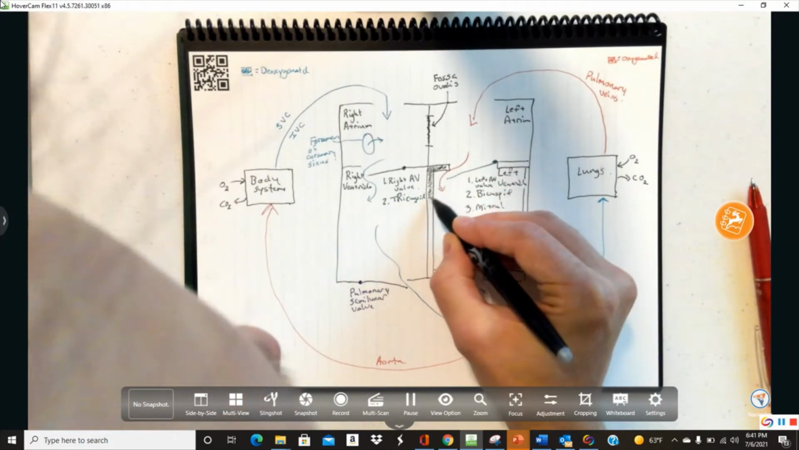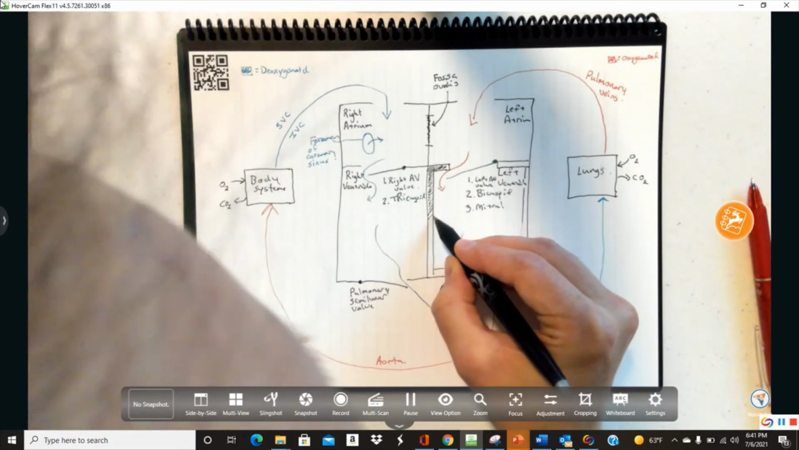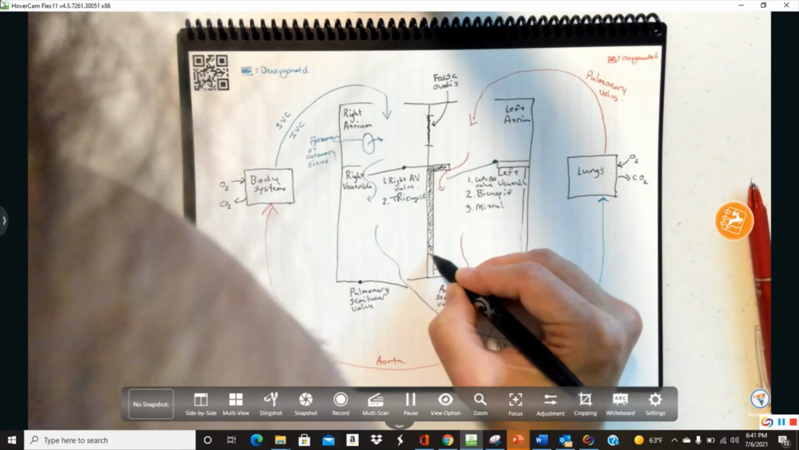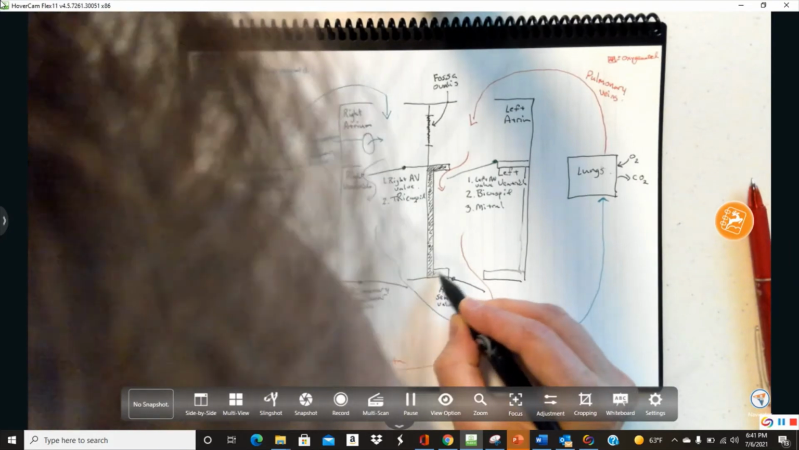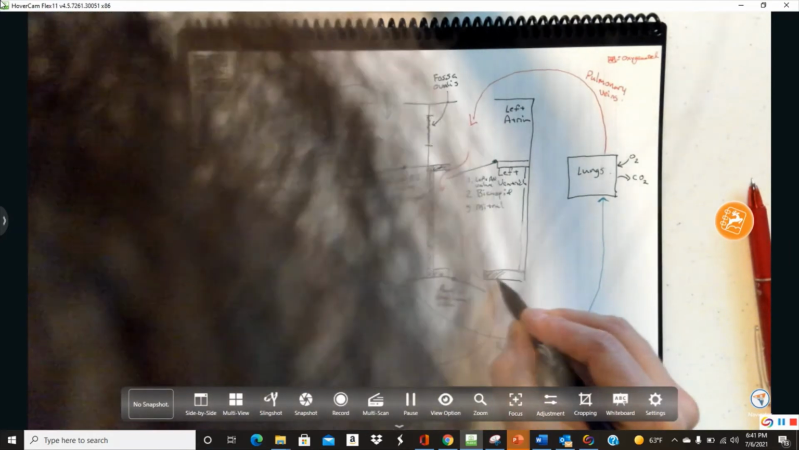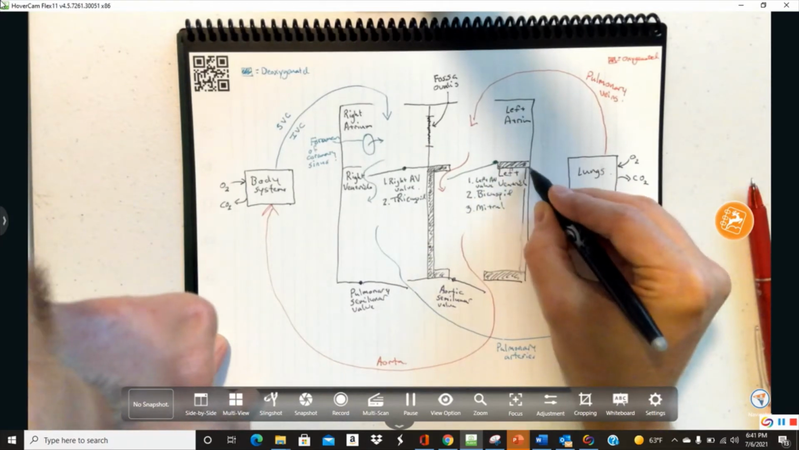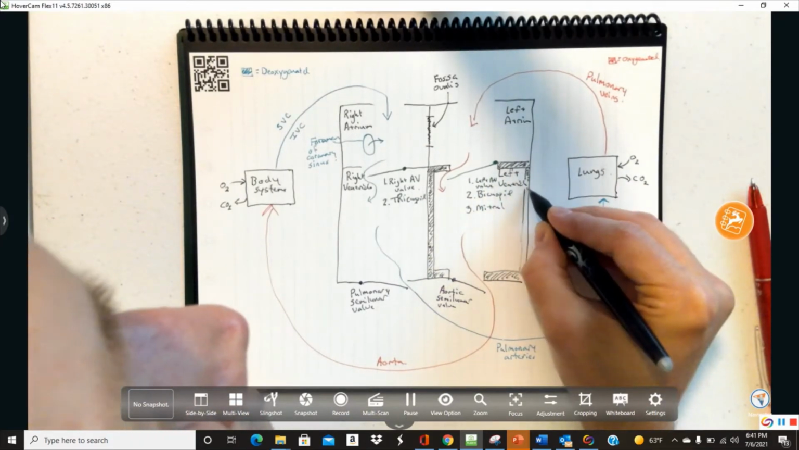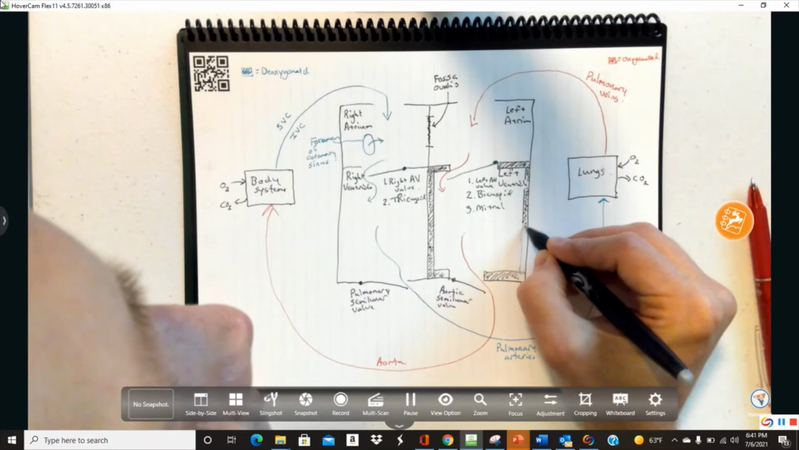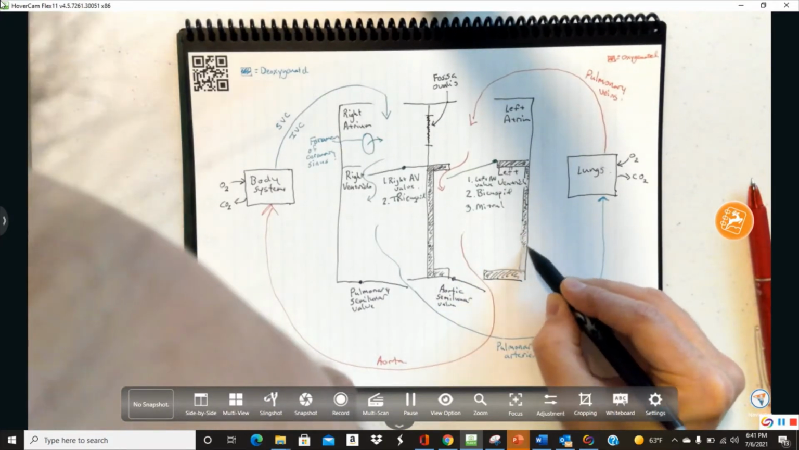One of the big things we must know is this ventricle wall is much thicker, much stronger, more powerful. And why that is: it must pump to the body systems. And we have miles to go before we sleep. Okay.